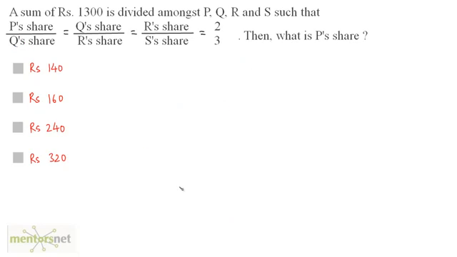A sum of 1300 rupees is divided amongst P, Q, R and S such that P's share by Q's share is equal to Q's share by R's share, which is again equal to R's share by S's share, which is 2 by 3. Then what is P's share? Well, we have been given P by Q, which is equal to 2 by 3, and we have been given Q by R is equal to again 2 by 3.